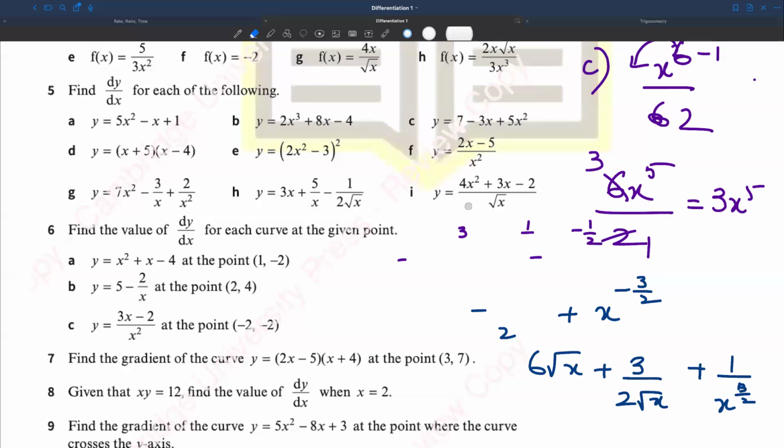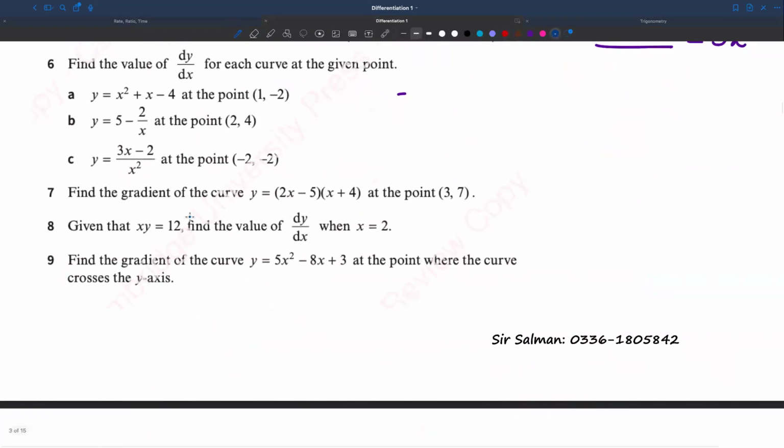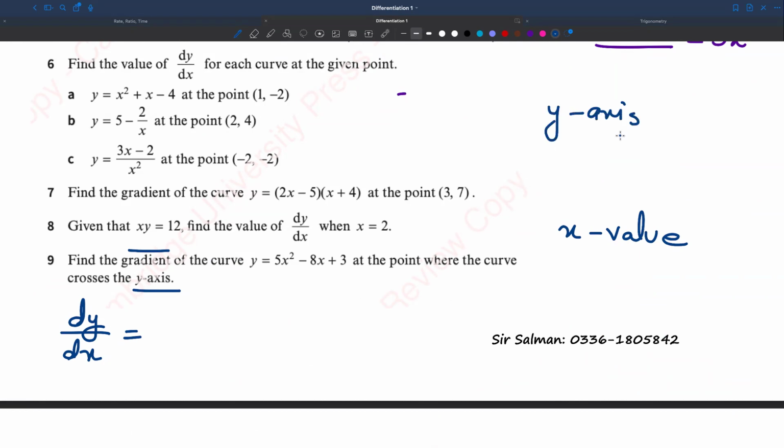This class, some things that you will have to note. In the question, when it says find the gradient, it means yes, you will find dy by dx, right? But to find the gradient, you also need the x value. When it says crosses the y-axis, what does it mean? X is 0. When it crosses the x-axis, it means your coordinate is 0, y, right? So we already know x is 0.